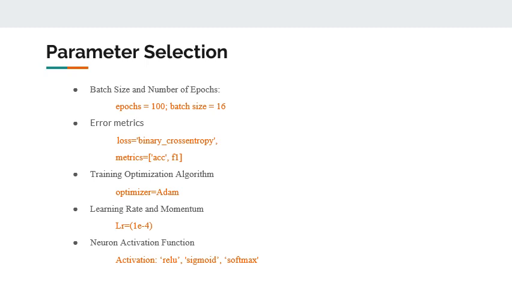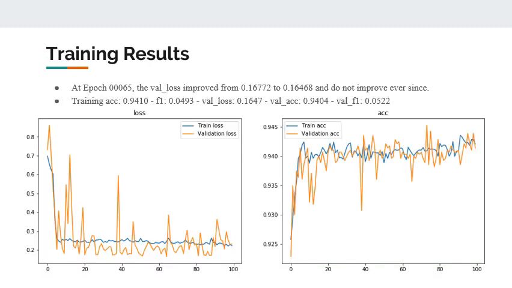The learning rate is 1e-4, and different activation functions like ReLU, sigmoid, and softmax are used in different positions of the network. Then we got the output of the result. When the epoch is at around 65, the validation loss improved to 0.6468 and did not improve ever since. The training and the validation accuracy stay close to 0.94.